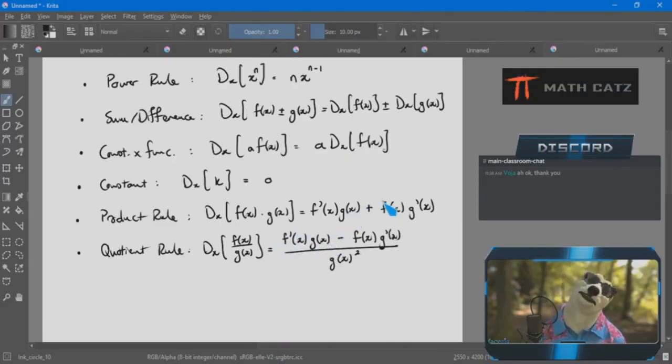In the product rule, I can swap those around because I'm adding them. It doesn't really matter which one's first, which one's second. But in the case of the quotient rule, it does matter. There is a first one and a second one. Otherwise, my answer is not going to be the same.